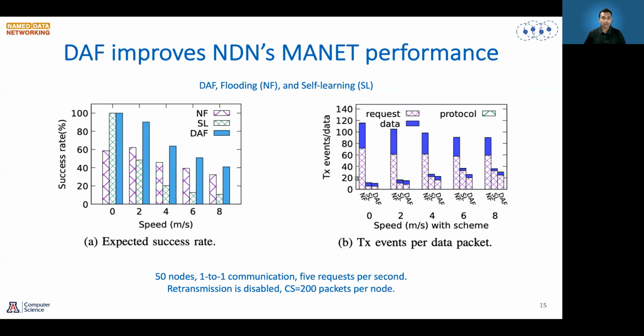The lower success rate of flooding results from very high transmission overhead, but it does get better than self-learning under mobility with caching. Although self-learning performs well when nodes are stationary, it suffers under mobility because of its shortest path priority design. DAF balances these two with an average of 42% and 178% more success rate than flooding and self-learning, respectively.